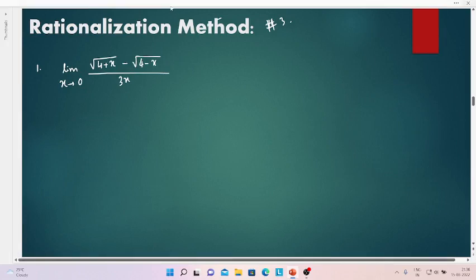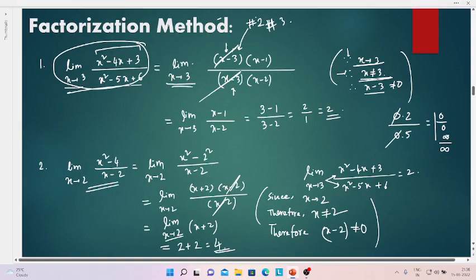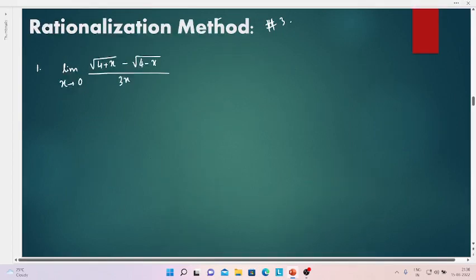But if the substitution method will not work, which will be the general case in the upcoming videos, you will learn that for most of the questions the substitution method will not work. Then you have to move to the second method, which is actually called the factorization method, or the rationalization method. So you have to think about it.